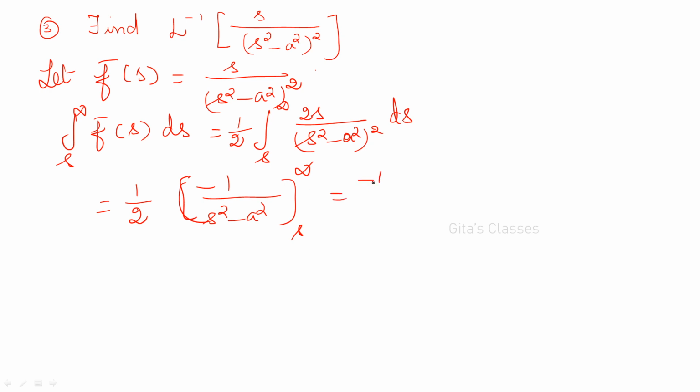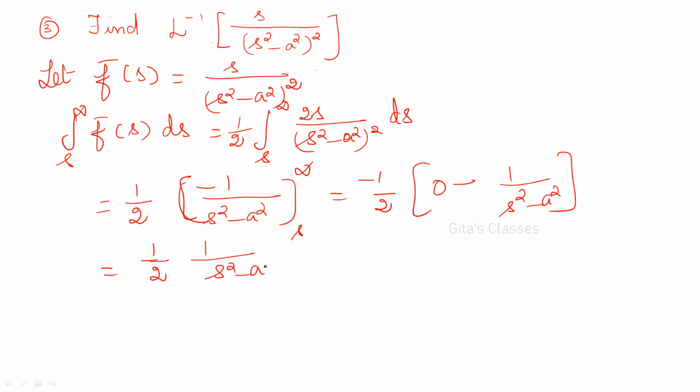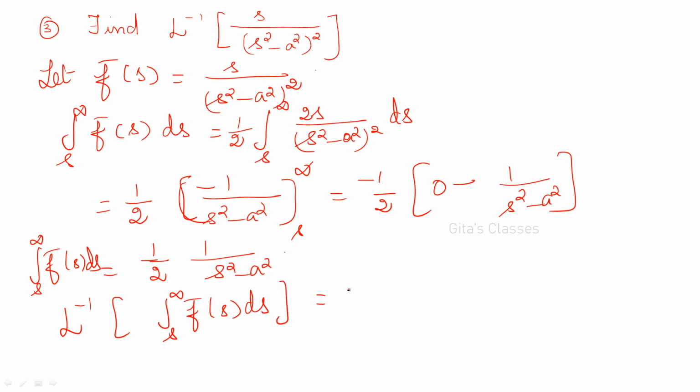So this is equal to minus 1 by 2 into 0 minus of 1 by s squared minus a squared, applying the upper limit and lower limit. So this is equal to minus and minus, it will become plus. So 1 by 2 into 1 by s squared minus a squared. Right? So what is there in the left hand side? Integral s to infinity f bar of s ds. So let us take L inverse on both sides. So integral s to infinity f bar of s ds is equal to 1 by 2 into L inverse of 1 by s squared minus a squared.